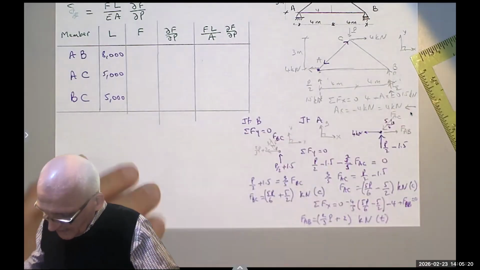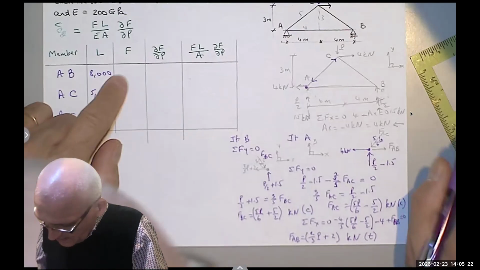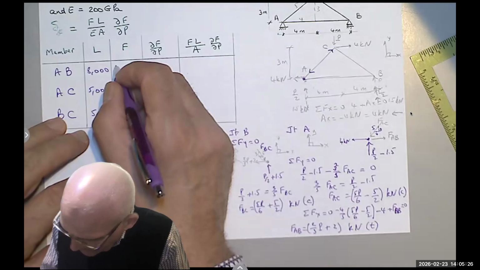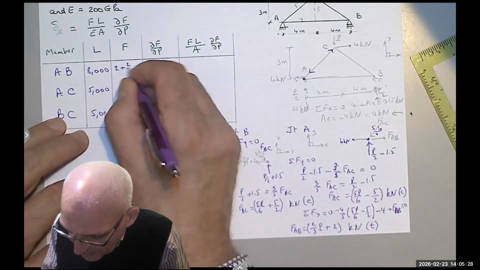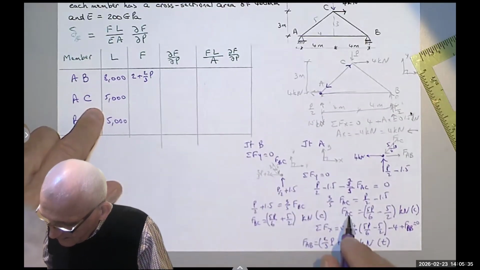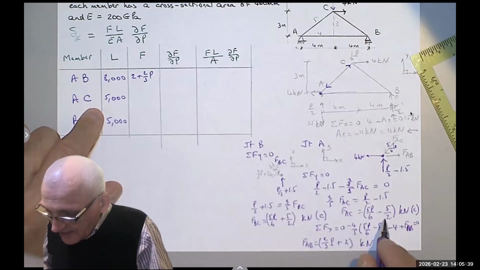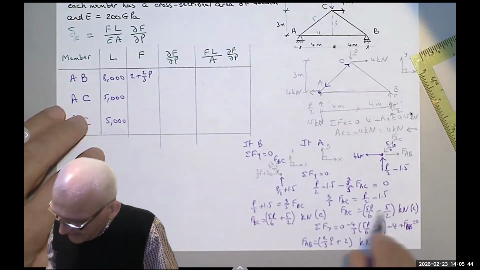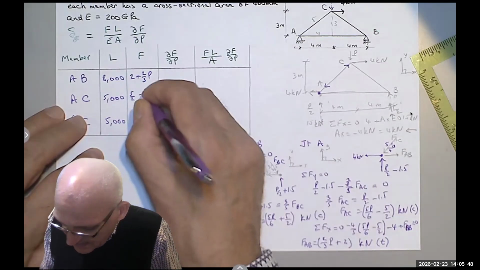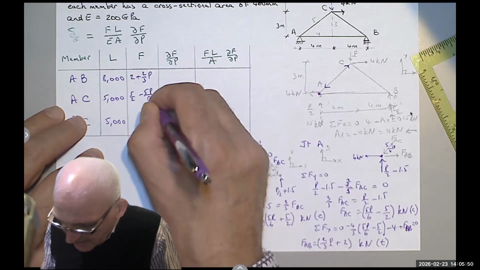Okay, so now let's write that. The force for AB is 2/3, so 2 plus 2/3 P. The force for AC is compression, right? So we're going to write it as the opposite. So 5/2 minus 5P over 6.